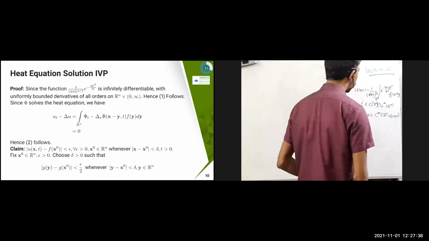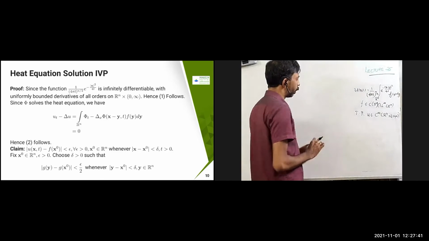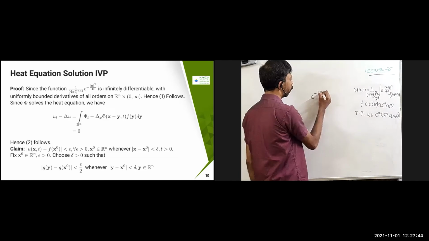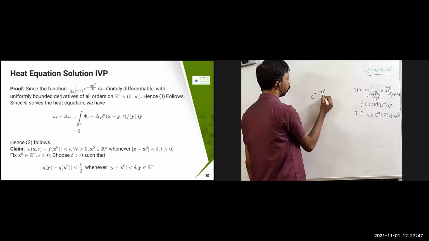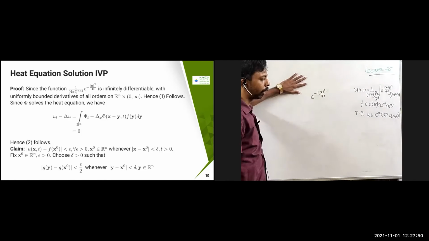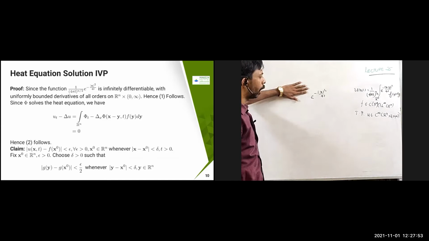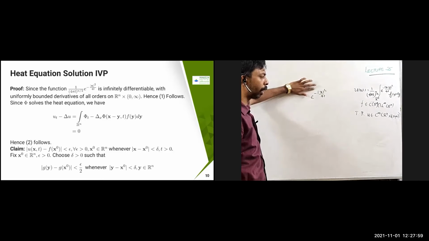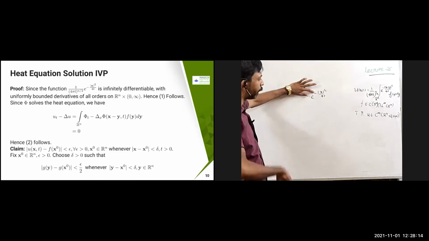The proof is as follows. You know this function, e power minus mod x square by 4t, is infinitely differentiable, since the exponential function is infinitely differentiable. Also, this is uniformly bounded because there is a minus sign; the exponential is not going to enlarge at any time. Not only this one, if you take any derivatives, they are also uniformly bounded. It is infinitely differentiable, and all its derivatives are uniformly bounded.